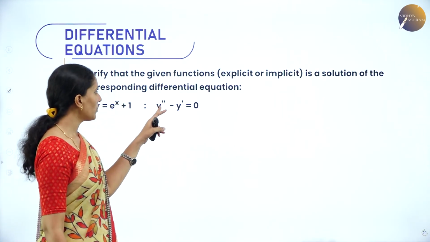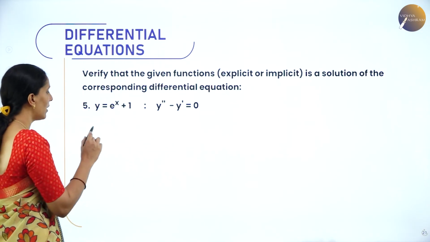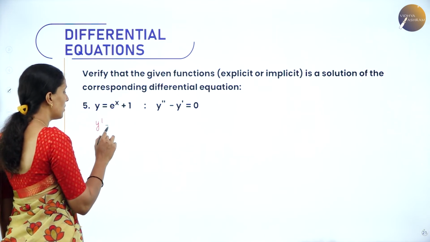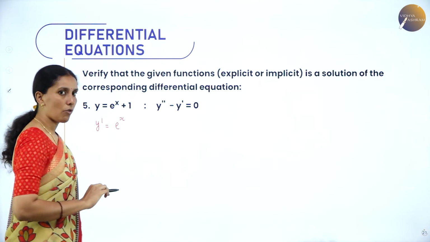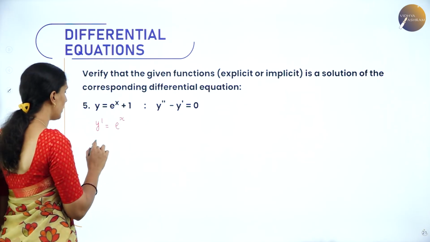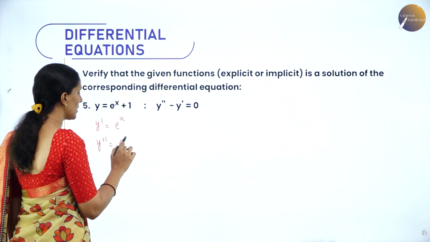The differential equation given is y double dash minus y dash. Y dash means differentiate it once. So what is the derivative of e power x? E power x. What is the derivative of 1? It is 0. Next we take y double dash. What is the derivative of e power x? It is e power x.